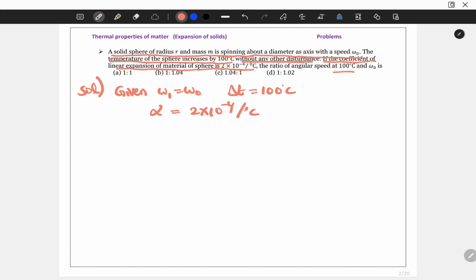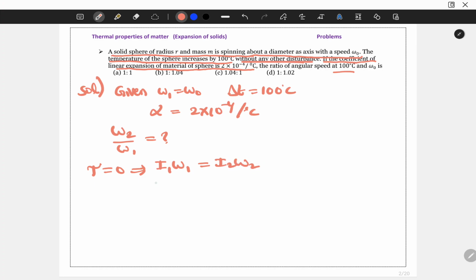The ratio of angular speed at 100 degree centigrade and omega naught. So which means here they are expecting omega 2 by omega 1. So this is required here indirectly. Of course, omega 1 is equal to omega naught. Now for this one, simply we can apply conservation of angular momentum. Why? Net torque is equal to 0. Therefore, angular momentum equal to constant, which indicates I1 omega 1 is equal to I2 omega 2.